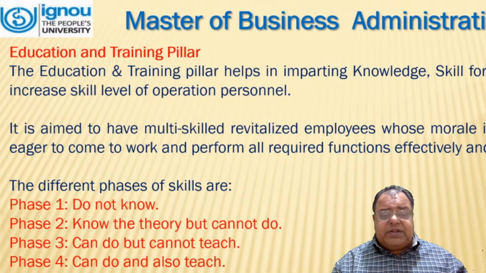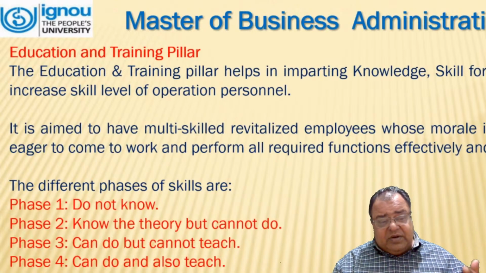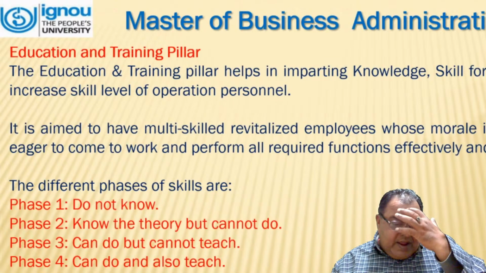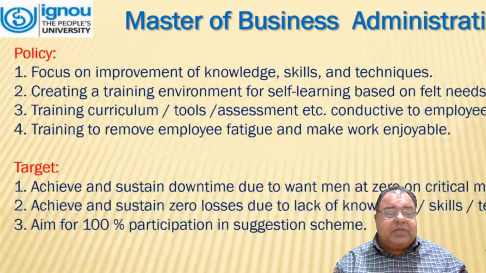The different phases of skills are: phase one, do not know. Phase two is know the theory but cannot do. Third one is can do but cannot teach. And the fourth one is can do and also teach.